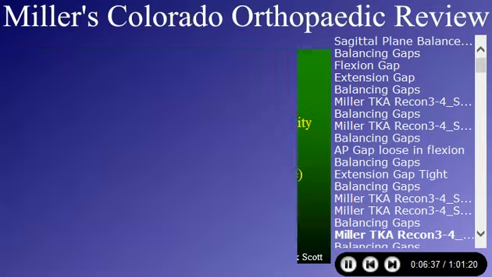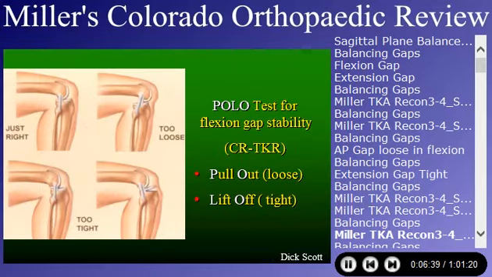Okay. There is a Polo test for cruciate retaining, cruciate sparing knees, and this is espoused by Dick Scott. It just gives you a test for stability for your flexion gap with a cruciate retaining knee. If you have this lift off that we're talking about right here, that means that your PCL is too tight, and what you've got to do is recess your PCL. If it's too loose, then you're able to pull that out back and forth, and that tibia shucks, and that's loose. And that's the Polo test, pull out, lift off.